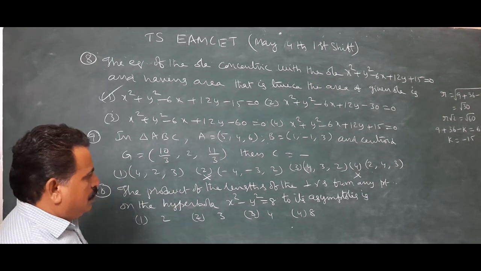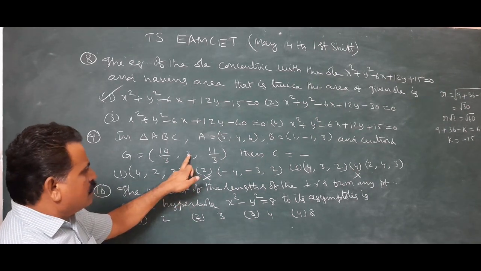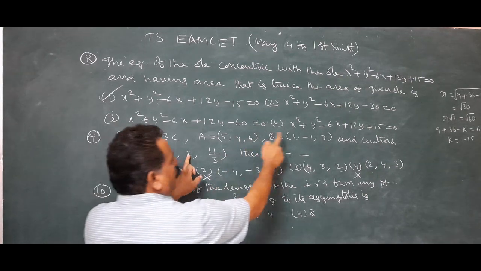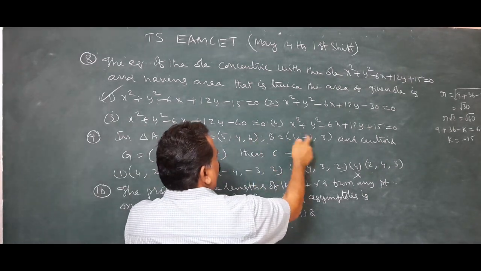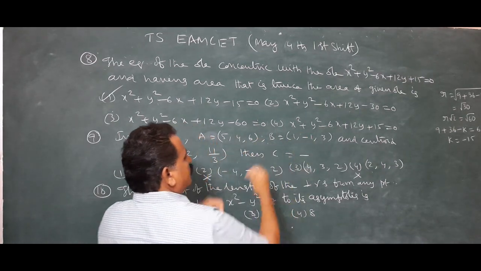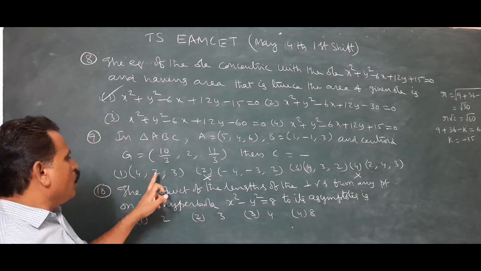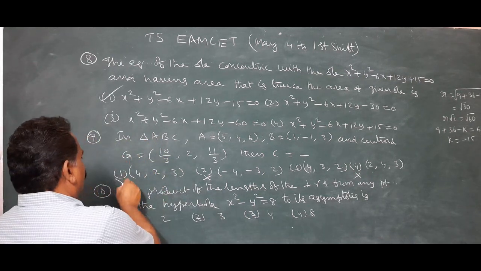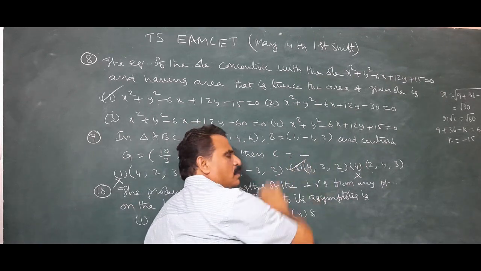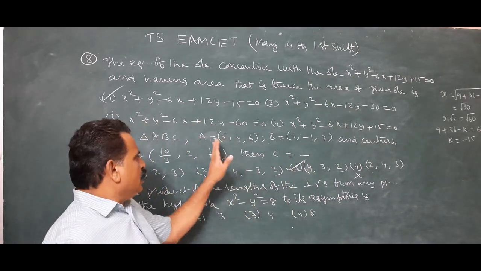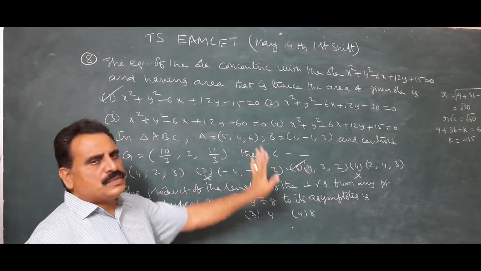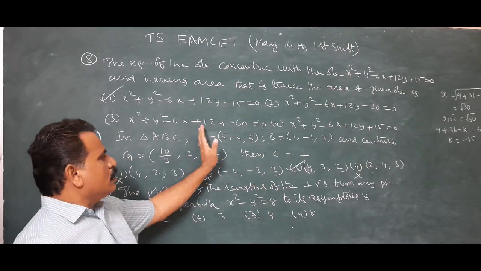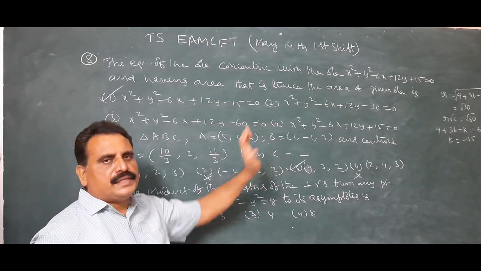Y coordinate, check that. 3 times 6 minus sum of y coordinates. Sum of y coordinates is 6 minus 3. So y coordinate is 3. The other is wrong, so this is the right answer. Very simple question. 3G minus (A plus B): 3 times this, minus the sum of the points.